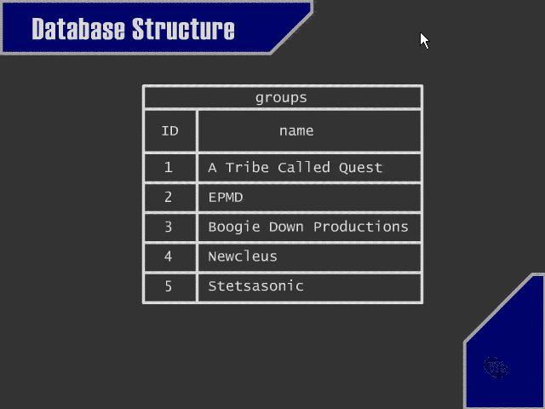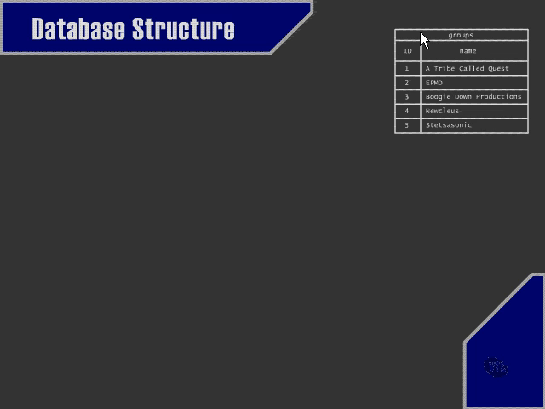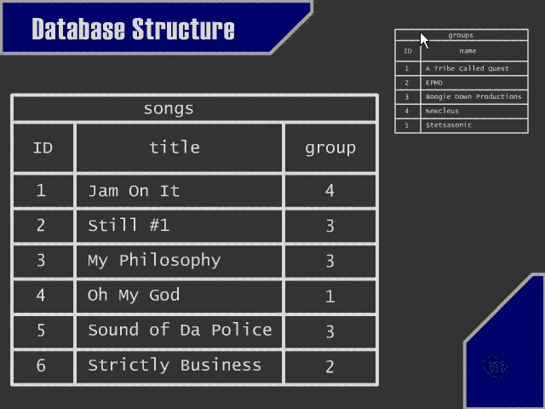Now let's take a look at the other table that we're going to be using in our hypothetical database application. This table is the songs table and is set up in a very similar way to the groups table. It has a unique ID column, it has the song title column, and it has another column called group, and we'll explain the reason for this in a second.